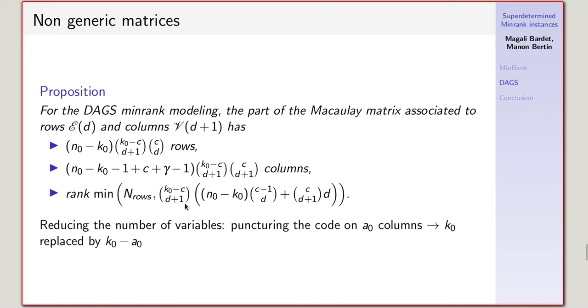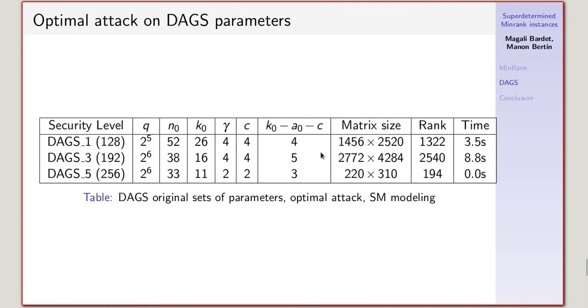more easily than generic instances. And with this study, we know exactly the behavior, and it allows us to find the best value to puncture the code. So if we do not puncture the code, then we have many variables and too many equations, so that we do unnecessary computation. But if we puncture the code too much, then we do not have enough equations to solve by direct linearization, and we need to go to higher degree and we increase the complexity. So here are the optimal parameters.